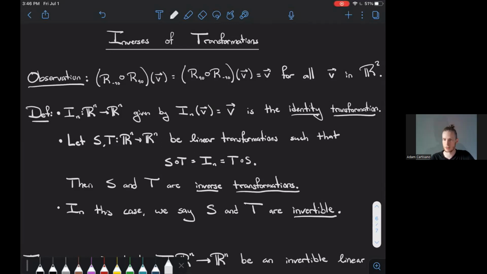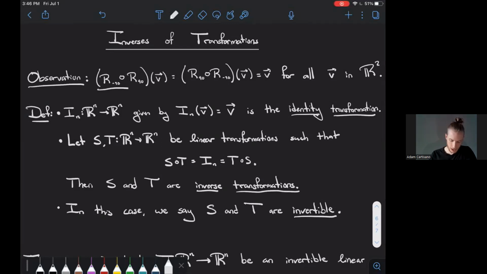What did it actually do? It took every vector in the plane and rotated it 90 degrees. Okay, I can undo that process. Just take every vector in the plane and rotate it by 90 degrees clockwise, the other way, right?